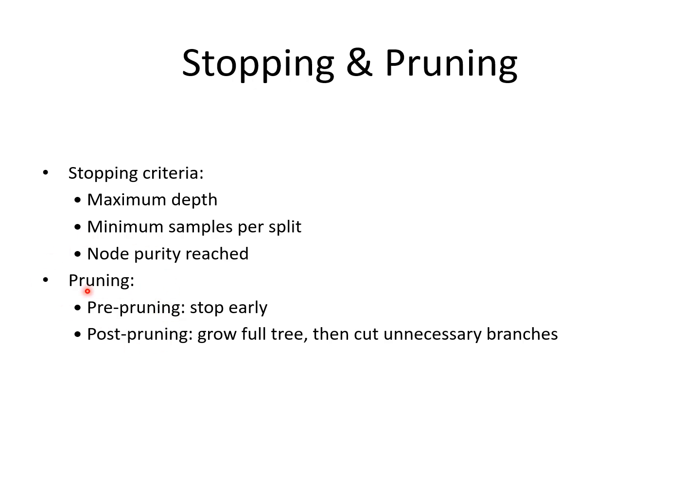Also, we can use what we call pruning. We can do pre-pruning, which is letting that tree stop at a particular criteria, maybe based on some information gain, or maybe based on some root mean squared error. Also, we can put what we call post-pruning, which depends on how that full tree grows, and then cut unnecessary branches.